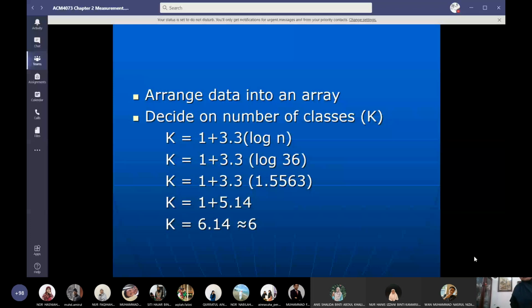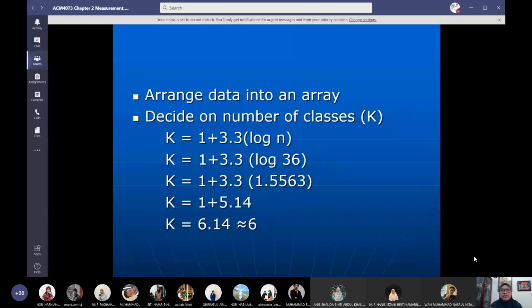So the number of classes is 6.14. You round, 6.14 means 6. So there will be 6 classes. What do we mean by 6 classes? You will have items 1, 2, 3, 4, 5, 6. You will have 6 types of answers only. 6 classes means 6 categories of answers.